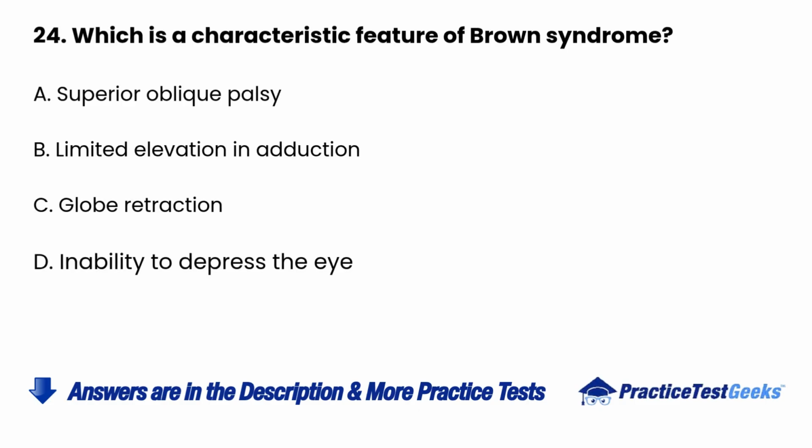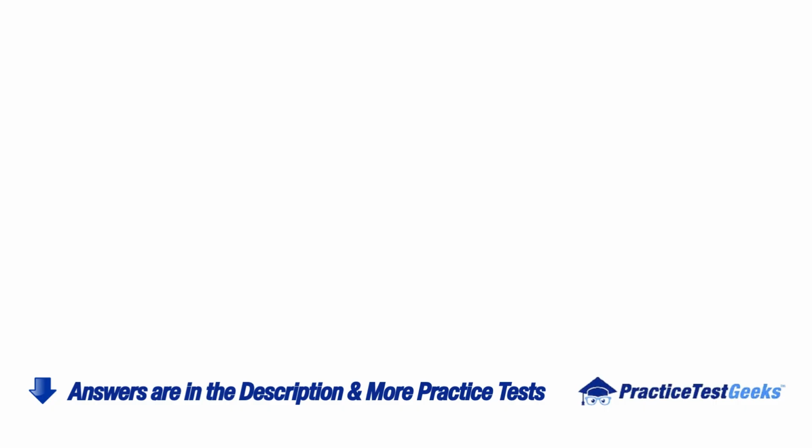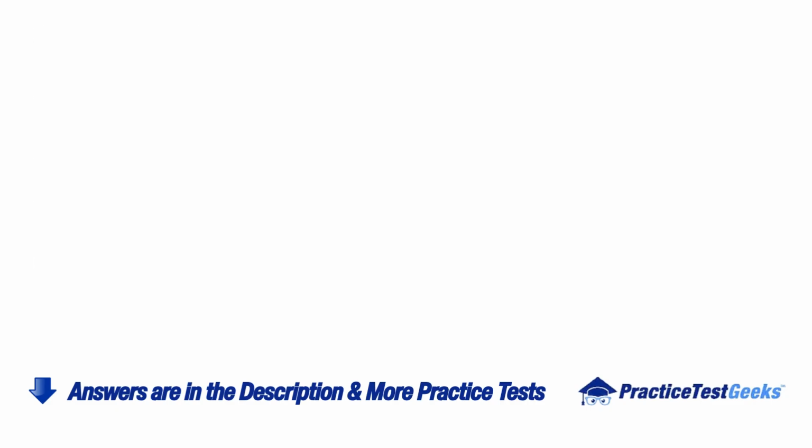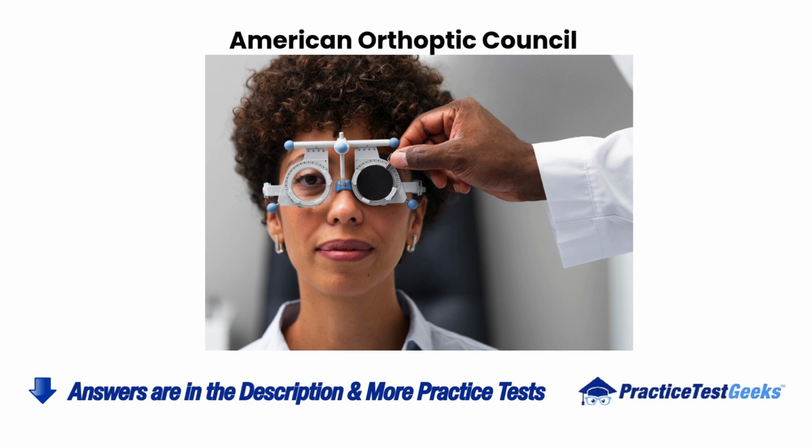24. Which is a characteristic feature of Brown syndrome? A. Superior oblique palsy. B. Limited elevation and adduction. C. Globe retraction. D. Inability to depress the eye. 25. Stereoacuity is measured in A. Diopters. B. Arc seconds. C. Degrees. D. Prism diopters.